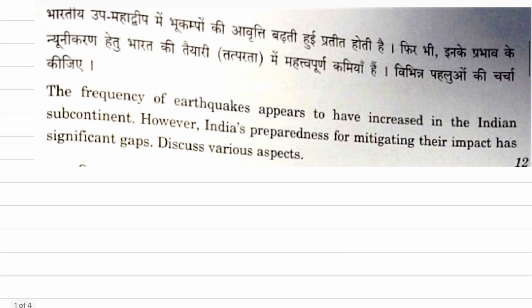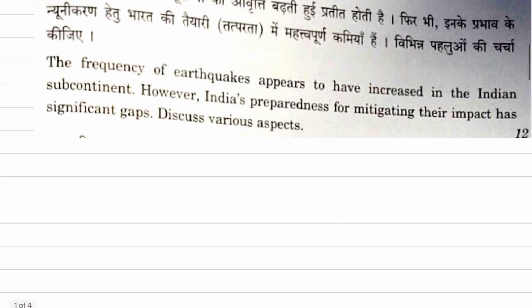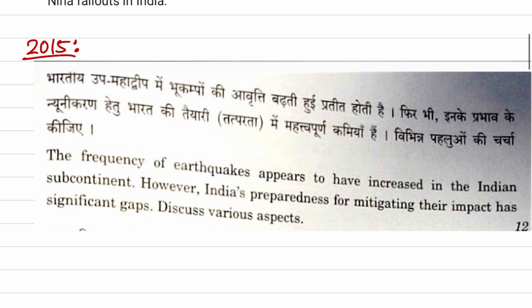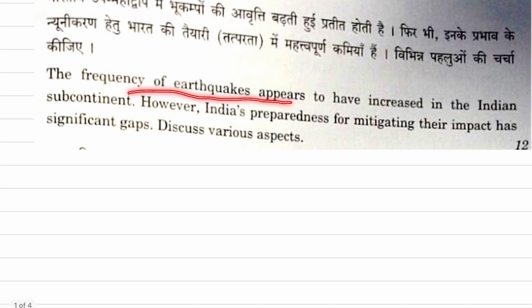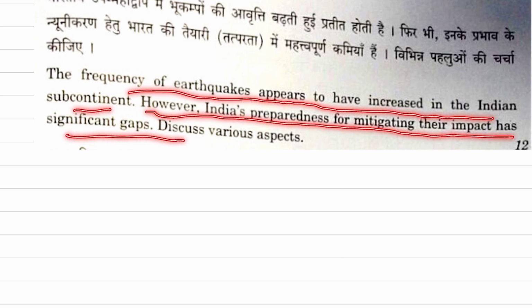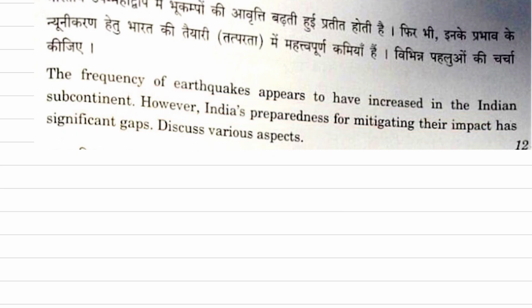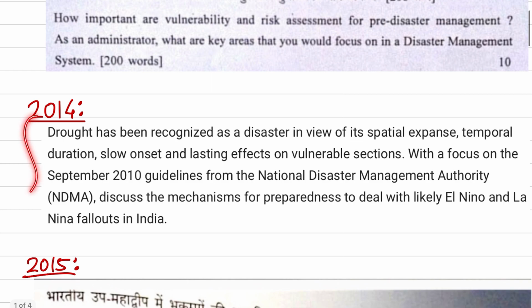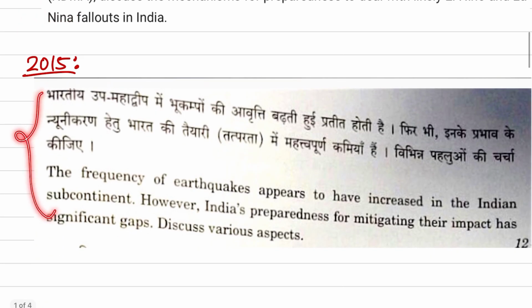Now in 2015 there were, I think, two questions. Okay, in 2015 there was only one question, that is, the frequency of earthquakes appears to have increased in the Indian subcontinent. However, India's preparedness for mitigating their impact has significant gaps. Discuss various aspects. Now again, this is a disaster specific question, right? The earlier question was also disaster specific. This is also a disaster specific question.